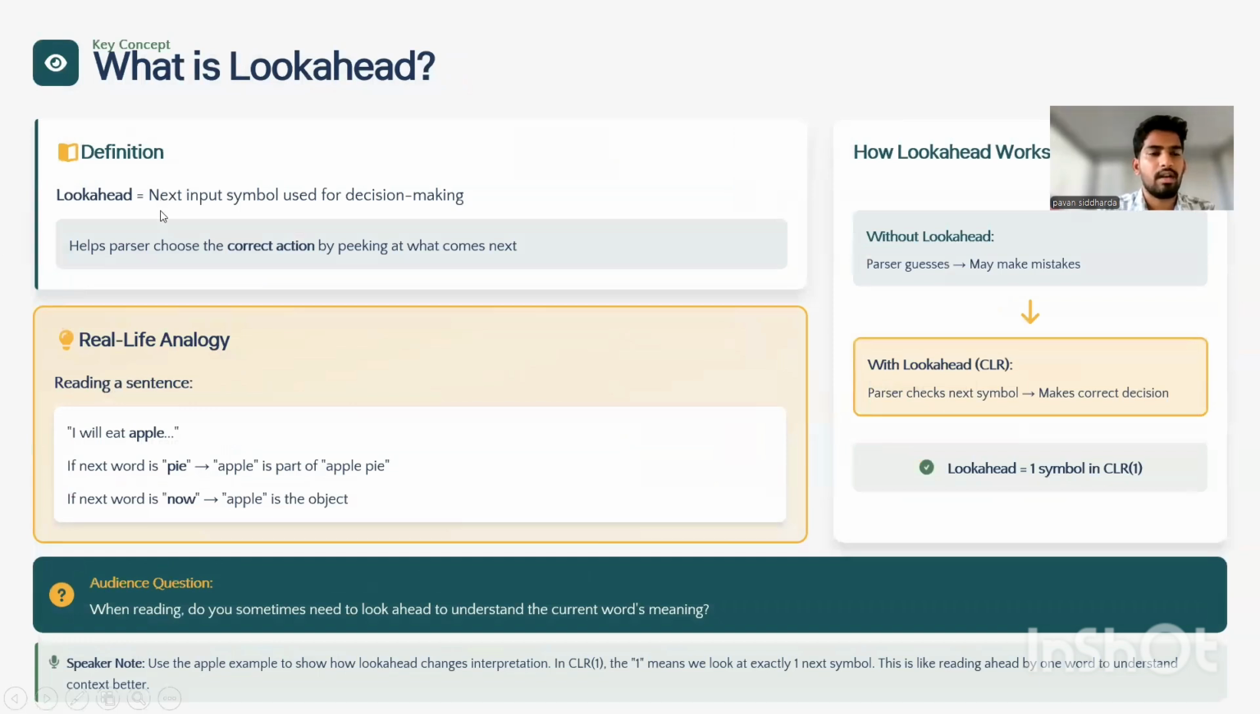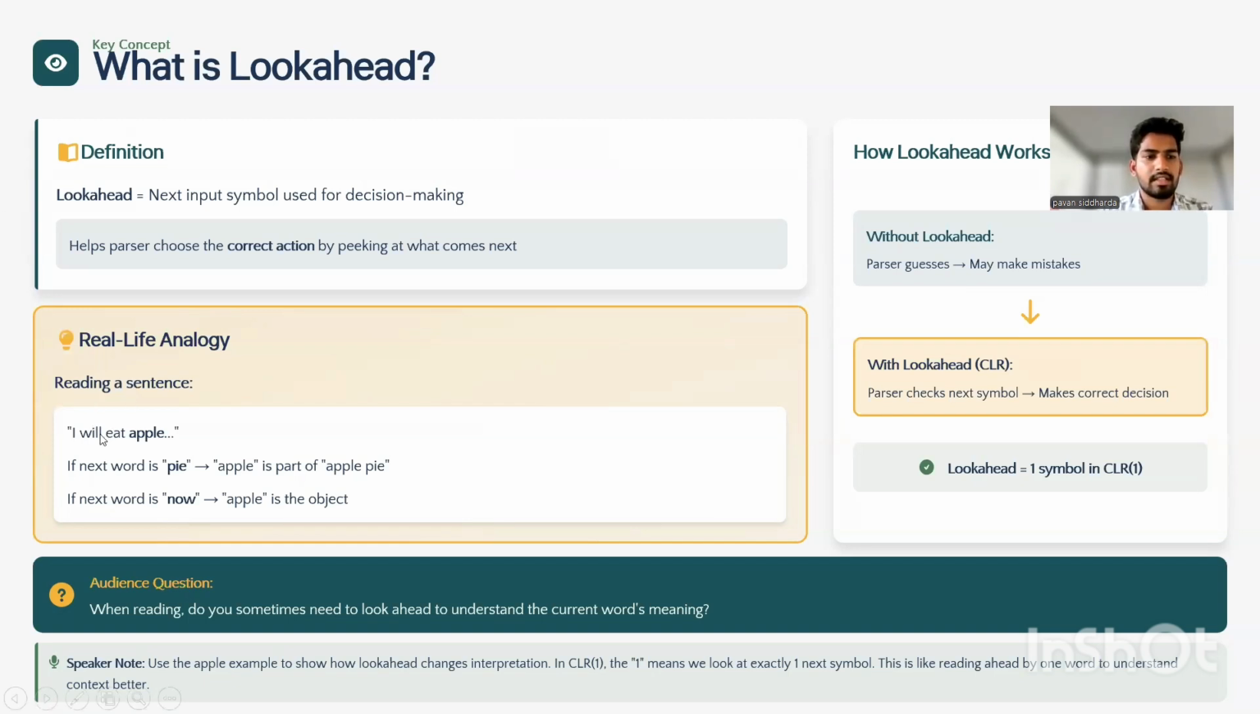So what is lookahead? Lookahead is the next input symbol used for decision making. Based on that input symbol only, the decision is made. But in SLR, it is follow, so whatever comes, it blindly takes. There is no such decision making.